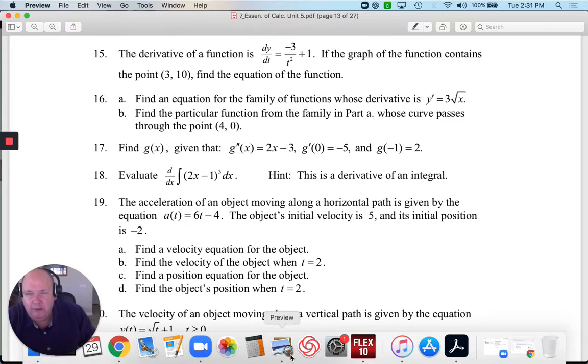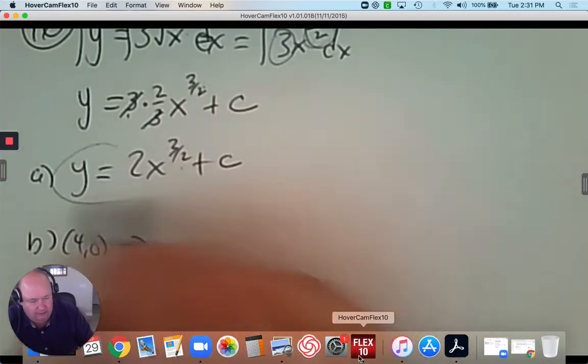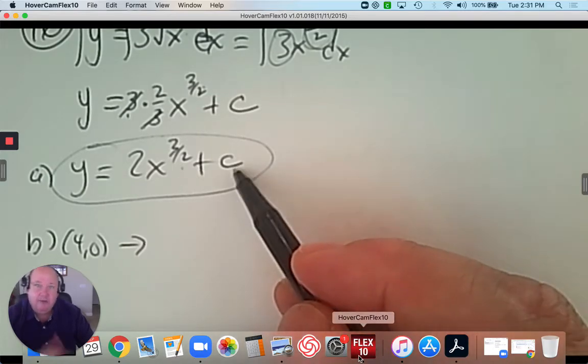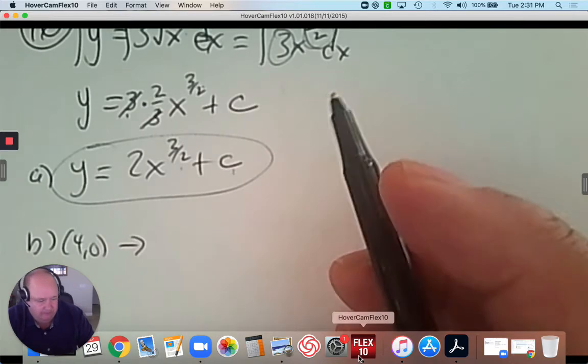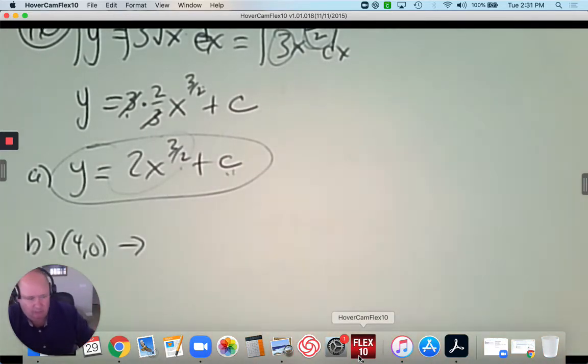you're given a point, right? Part B, you're given (4, 0). So the family is this, meaning that you could plug in any number for a constant. That shape would just go up or down, whatever the constant is. So that's the family, and you could add or subtract to shift that up or down, whatever is needed.